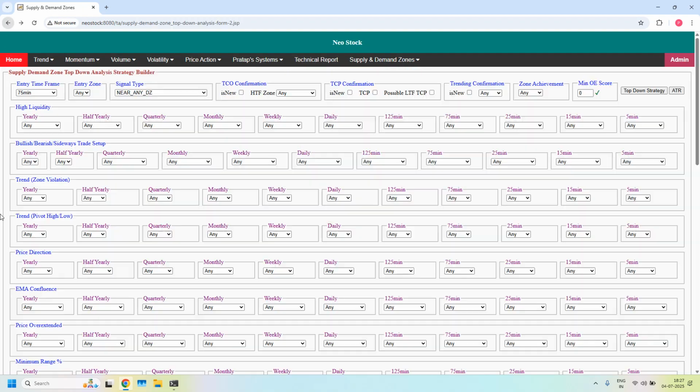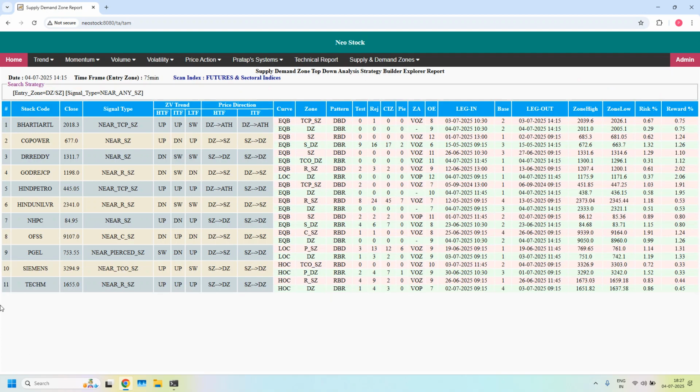Okay, next, 75 minutes time frame. Stocks near to the 75 minute supply zone, we got 11 stocks. Let us identify high liquidity zones from this list. Bharti Airtel is having a 75 minutes high liquidity supply zone. Godrej Consumer Properties is having a 75 minutes high liquidity supply zone. Next, Hindustan Petroleum is having a 75 minutes high liquidity supply zone.